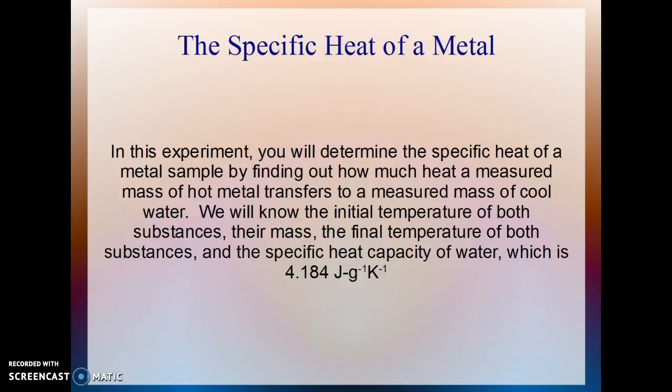a measured mass of hot metal transfers to a measured mass of cool water. We'll know the initial temperature of both substances, we'll know their mass, the final temperature of both, and the specific heat capacity of water, which is 4.184 joules per gram Kelvin.